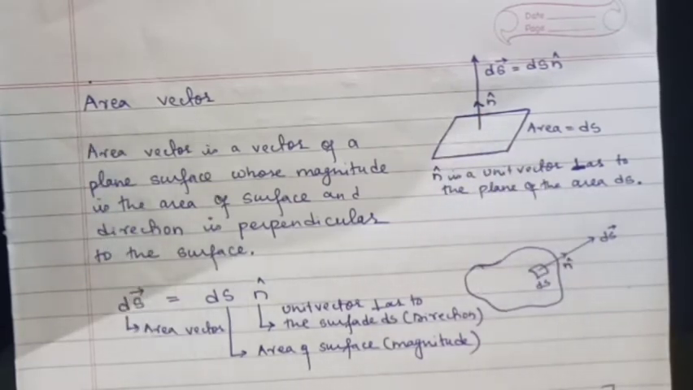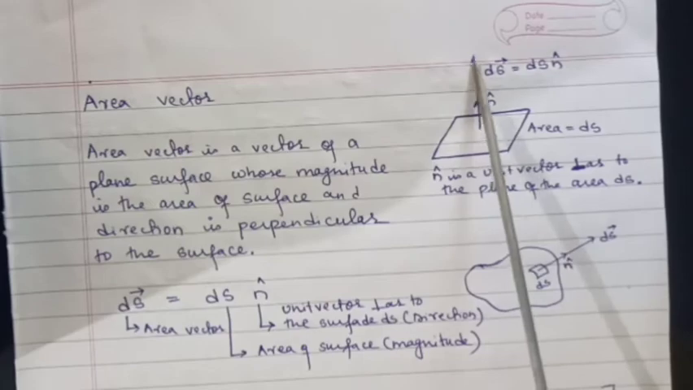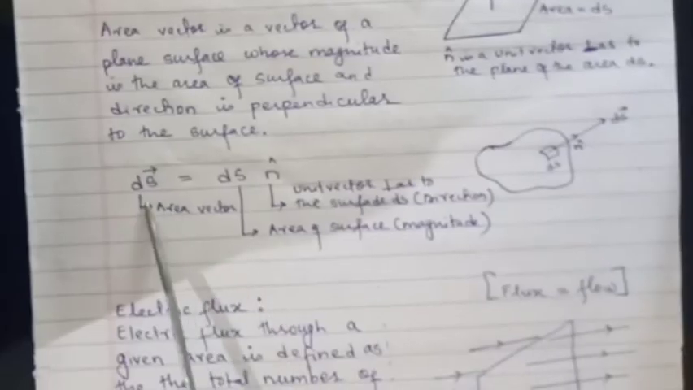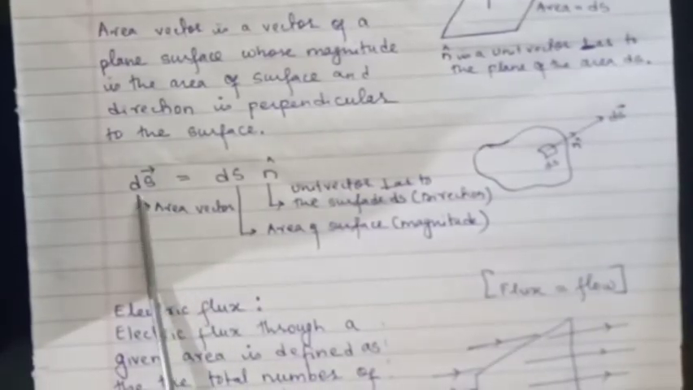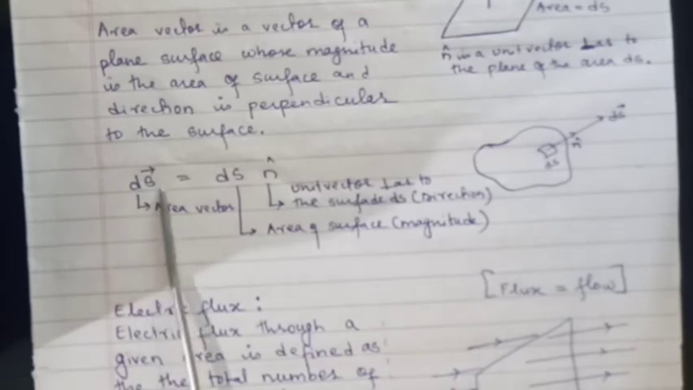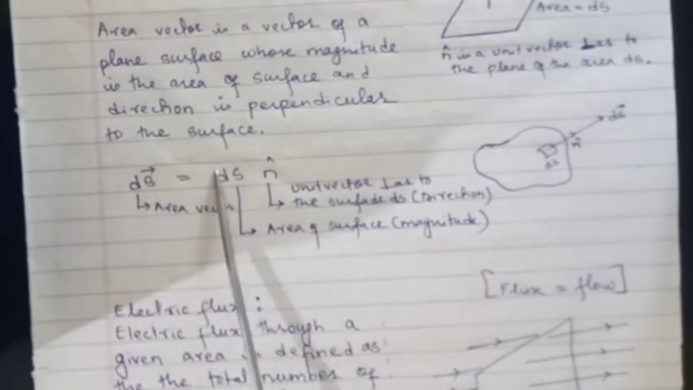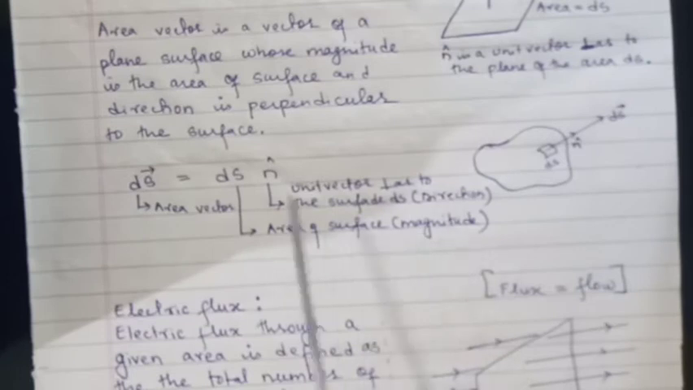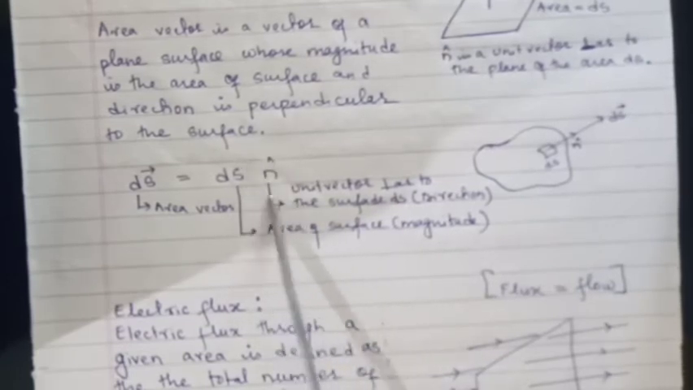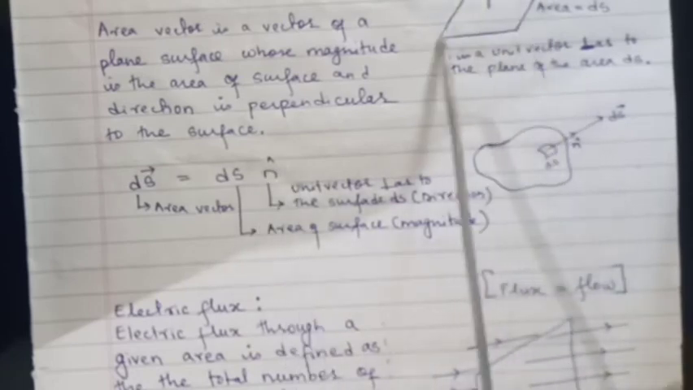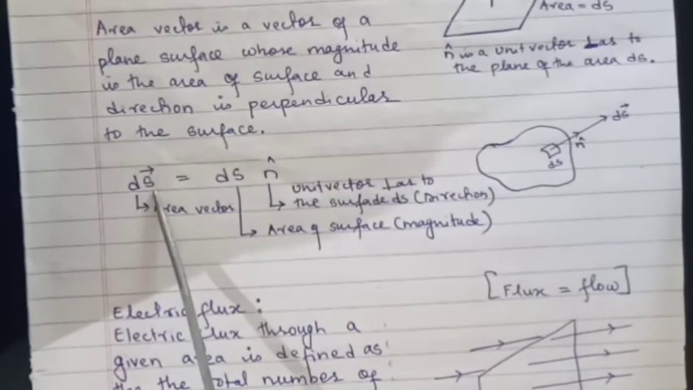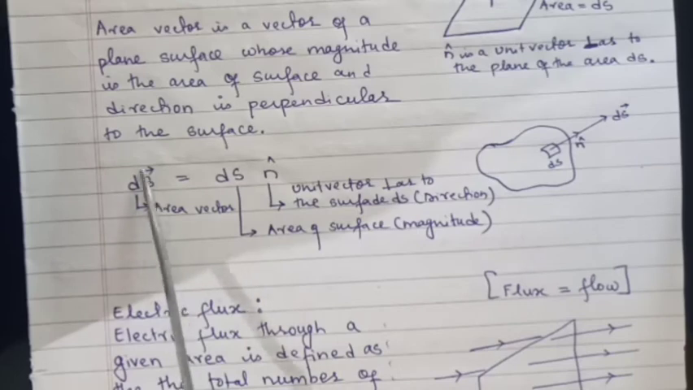So area vector is a vector having magnitude equal to the area of the surface and direction normal to the surface. Out here you can see the formula: ds vector is equal to ds, this is the magnitude which is the area of the surface, times n cap, this is direction which is a vector perpendicular to the surface area. Sometimes we may use delta s instead of ds, so please don't get confused with this.